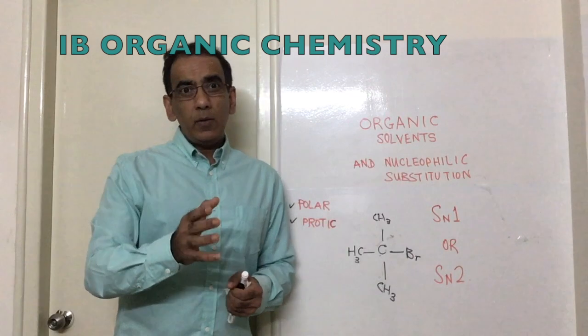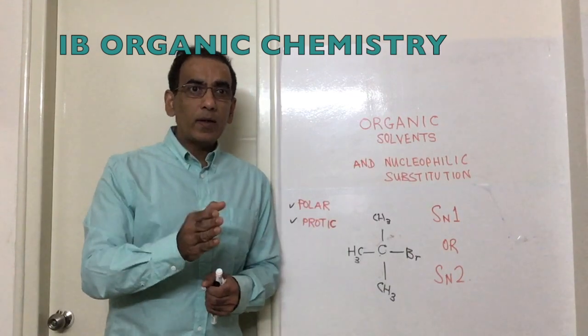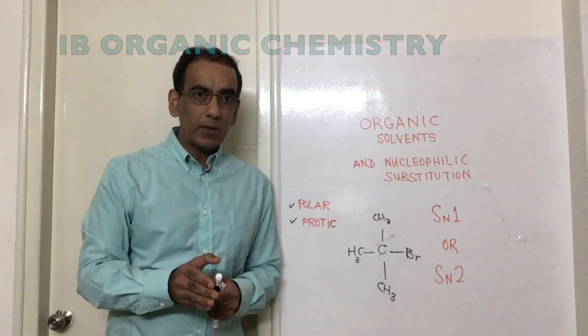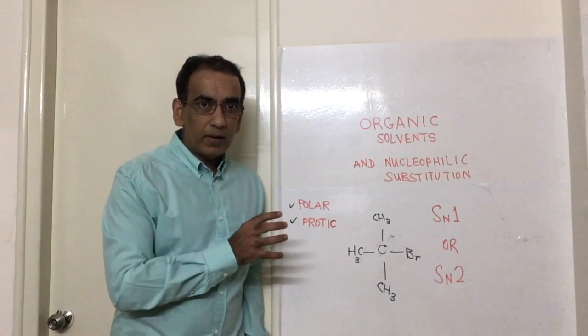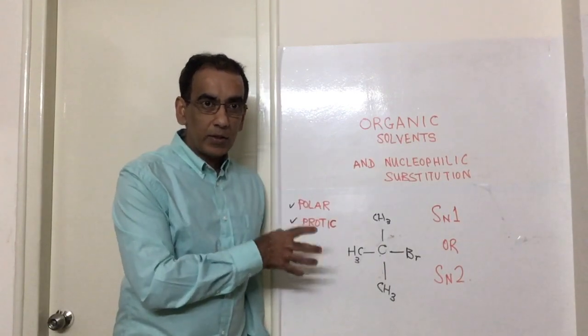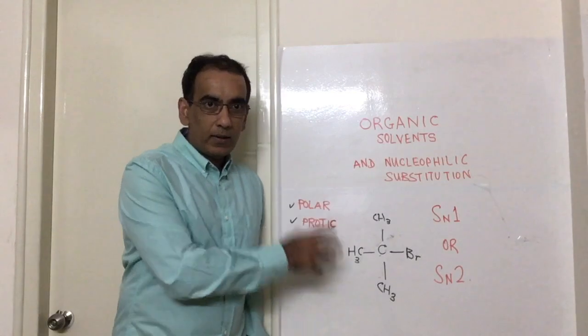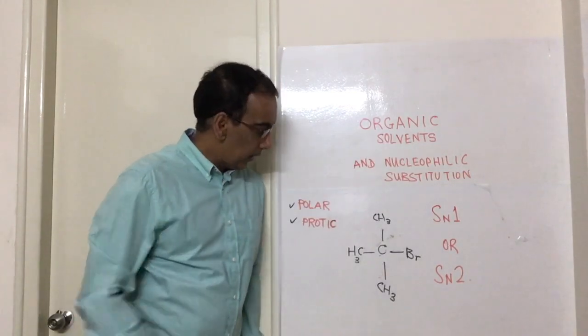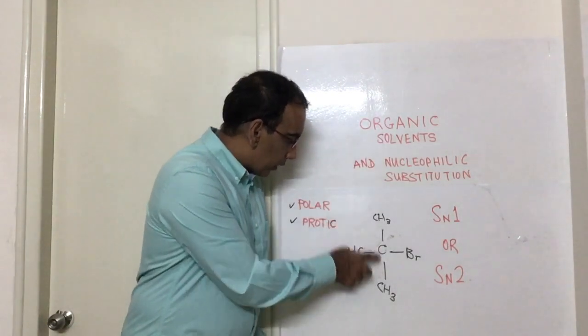Welcome again. Today we continue to look at SN1 and SN2 reactions in organic chemistry, focusing specifically on the type of solvent that is used in SN1 and SN2 mechanisms. Here we have a tertiary halogenoalkane.